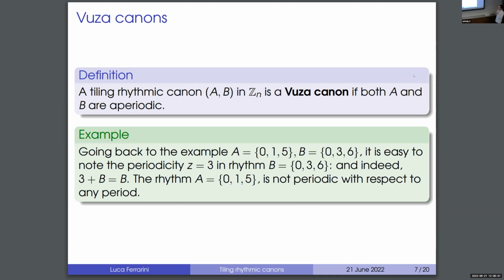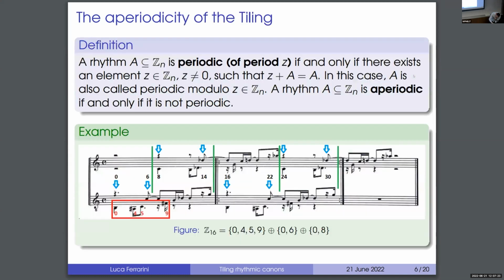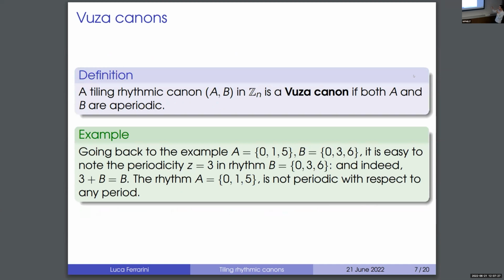So an aperiodic tiling rhythmic canon can be seen as a Vuza canon, where a Vuza canon is a tiling rhythmic canon where both A and B are aperiodic. In this example in the previous slide with 0, 1, and 5, the A voice is given by the set 0, 1, and 5. And we can see in the previous slide, in a graphical way, that we can shift the A set by 3, so we can cover the first row, the second row, and the third row. So the periodicity of this set is 3 with respect to that rhythm. Instead, the B voice is not periodic for any z in any period.